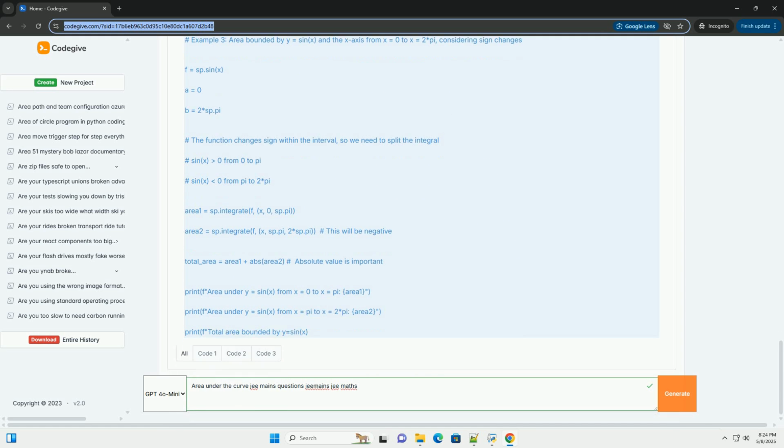5. Evaluate the integral. Evaluate the integral using standard integration techniques. This may involve substitution, integration by parts, or trigonometric identities. 6. Check for symmetry. Look for symmetry to simplify the problem. If the region is symmetric, you can calculate the area of one half and multiply by 2.